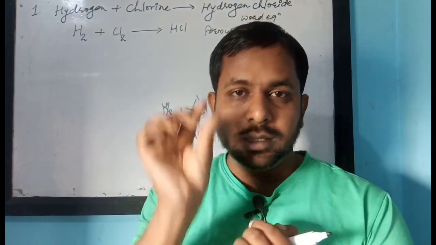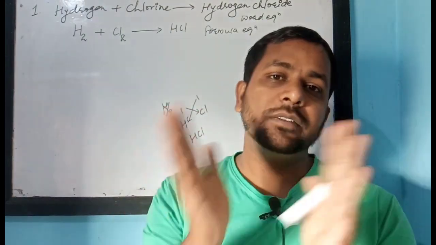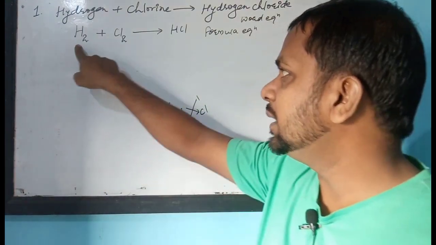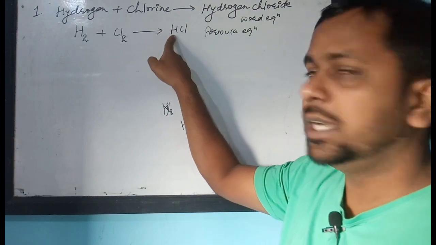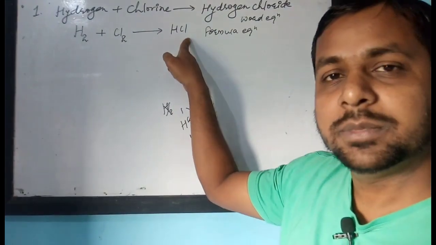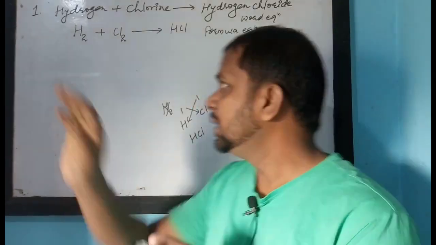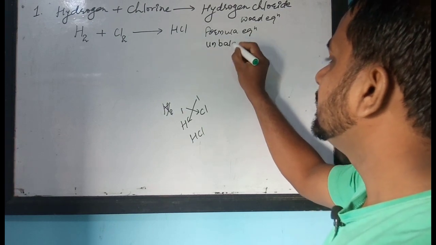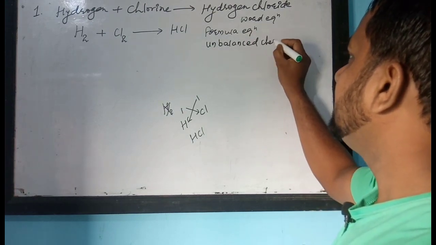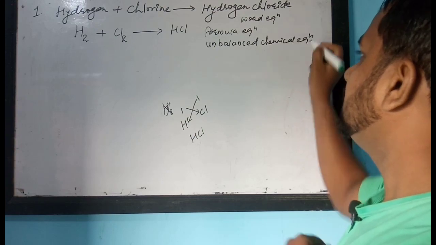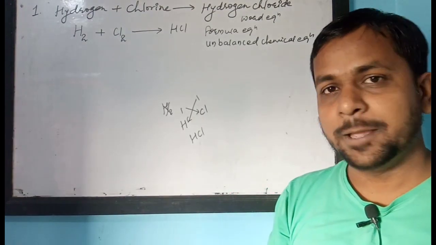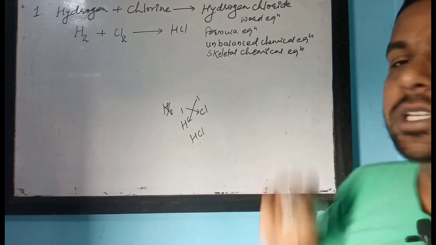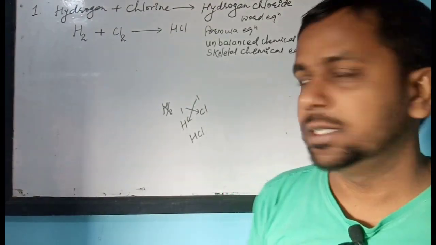Balanced means what? The number of atoms on the reactant side and the number of atoms on the product side should be equal. Then that is called a balanced chemical reaction. But here, 2 hydrogen atoms, 1 hydrogen atom, 2 chlorine atoms, 1 chlorine atom. This is not a balanced reaction. So this type of formula equation can also be called an unbalanced chemical equation, or a skeletal chemical equation.